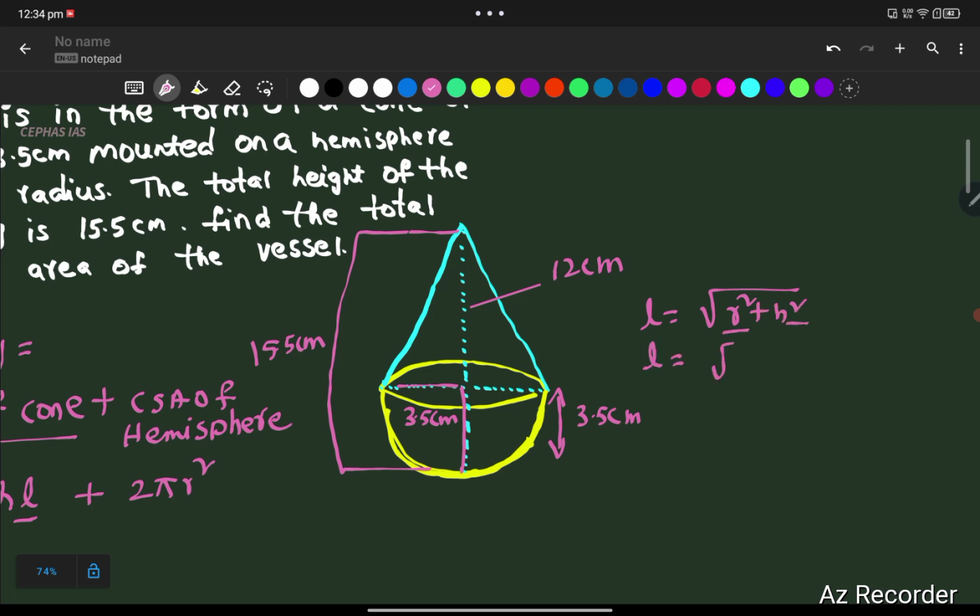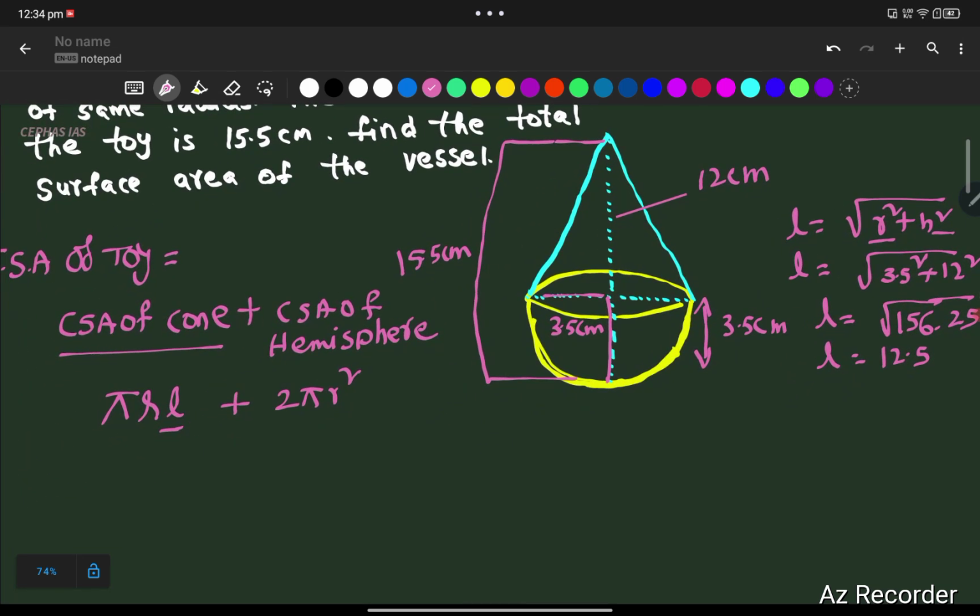So we know the radius of the cone, which is nothing but 3.5, and height is 12 square. If you do that, it will give you 156.25. The L value will be 12.5. Take that L value and substitute over here. 22 by 7 into 3.5 into 12.5 plus 2 into 22 by 7 into r square value, which will be 3.5 square.